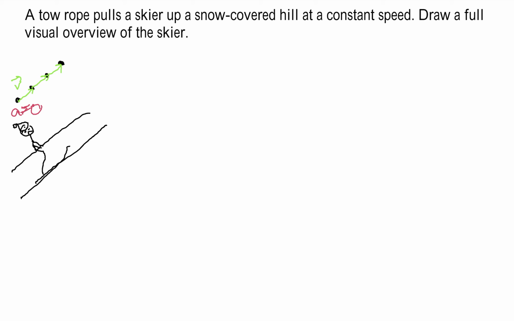Poles would be dangling off to the side, dragging along the pain and suffering of going up the rope tow. All right, what's next? Kinetic friction. Kinetic friction going which way? Down the hill, okay. So kinetic, F sub K.